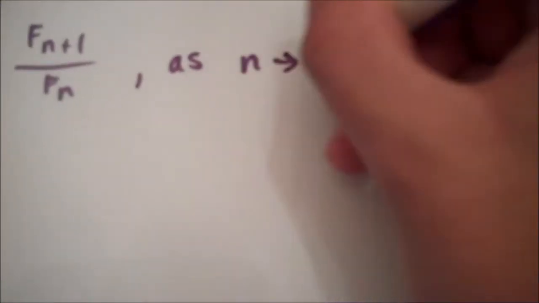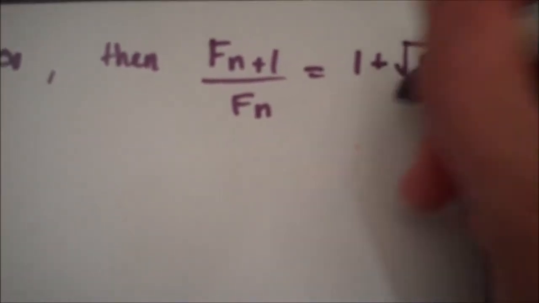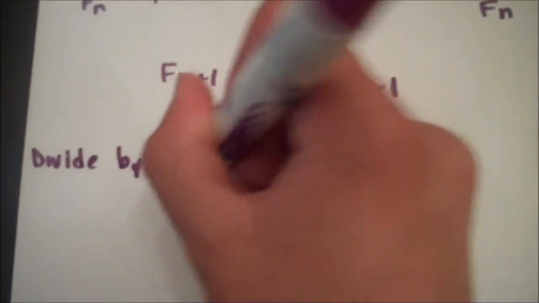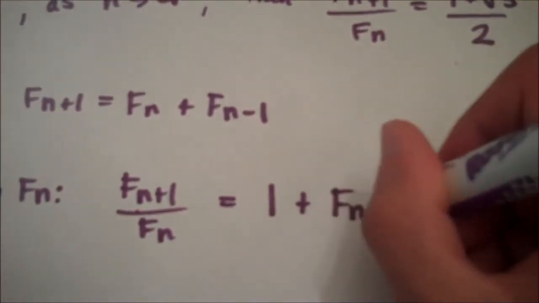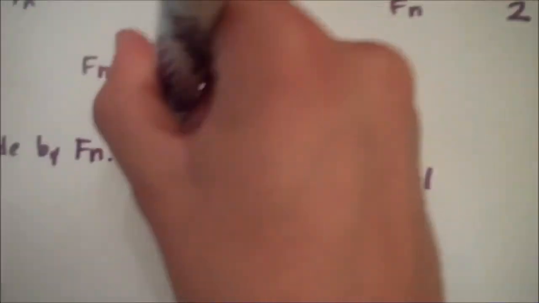We're going to prove that the limit of f of n plus 1 over f of n as n approaches infinity is equal to 1 plus the square root of 5 over 2, which is phi. Now, we start with the equation f of n plus 1 is equal to f of n plus f of n minus 1, and then you divide each term by f of n. So you get f of n plus 1 divided by f of n, which is equal to 1 plus f of n minus 1 over f of n.